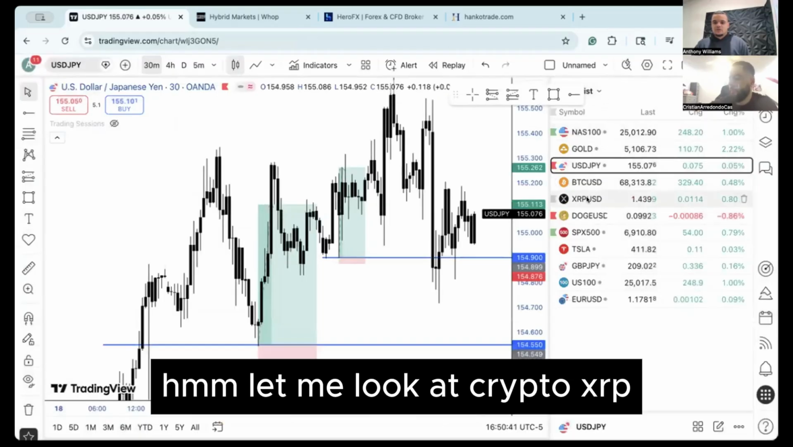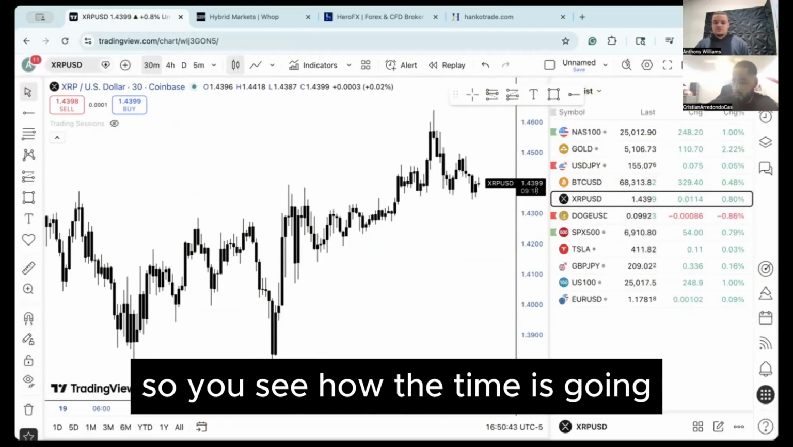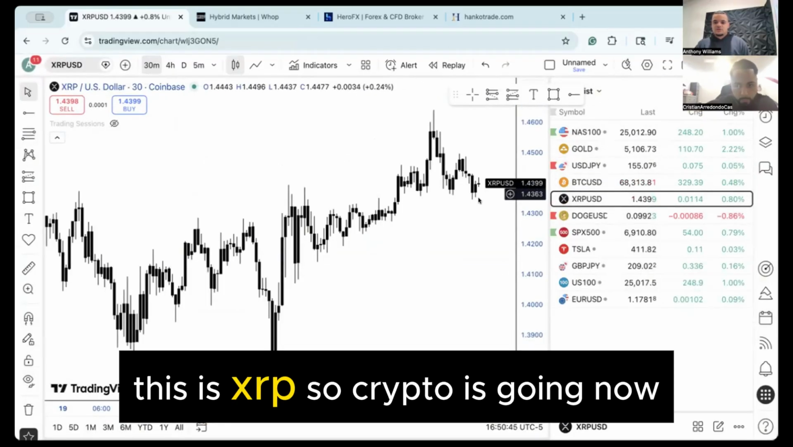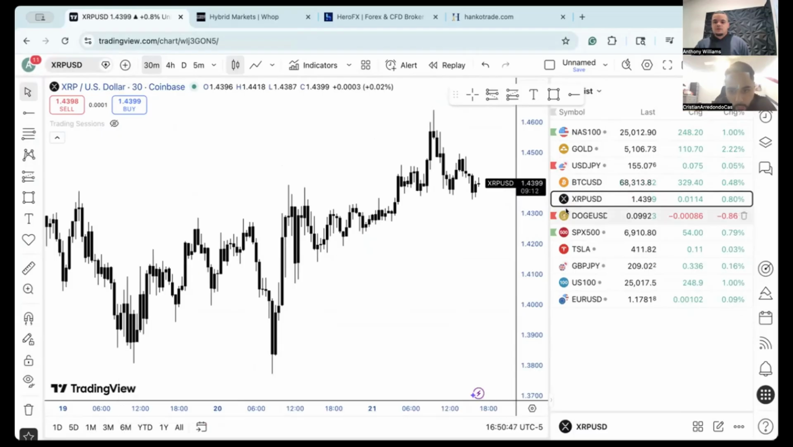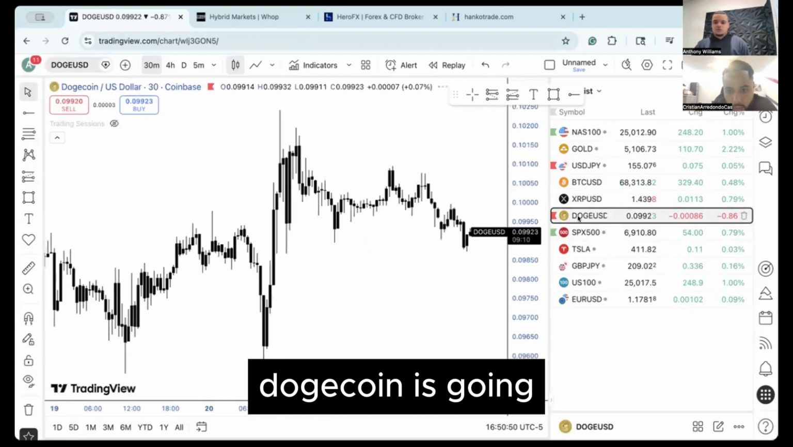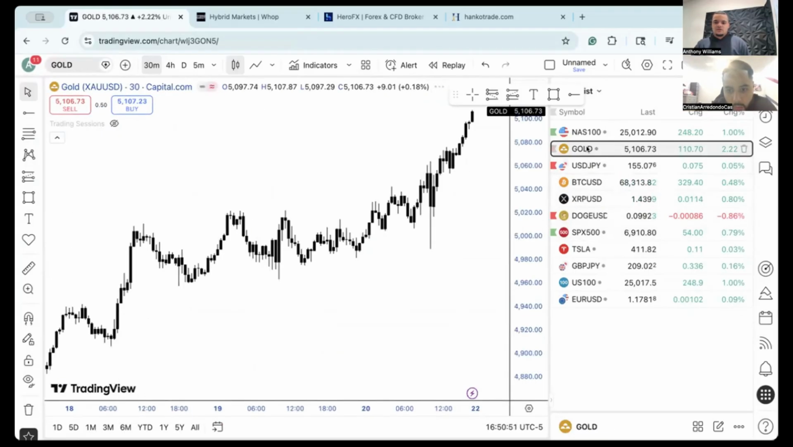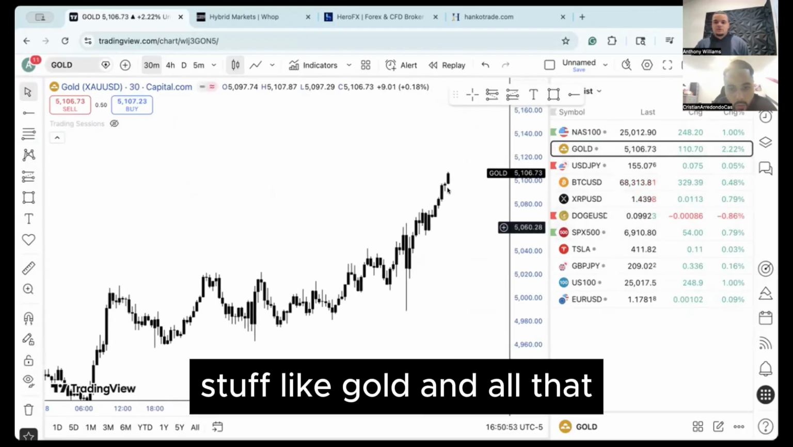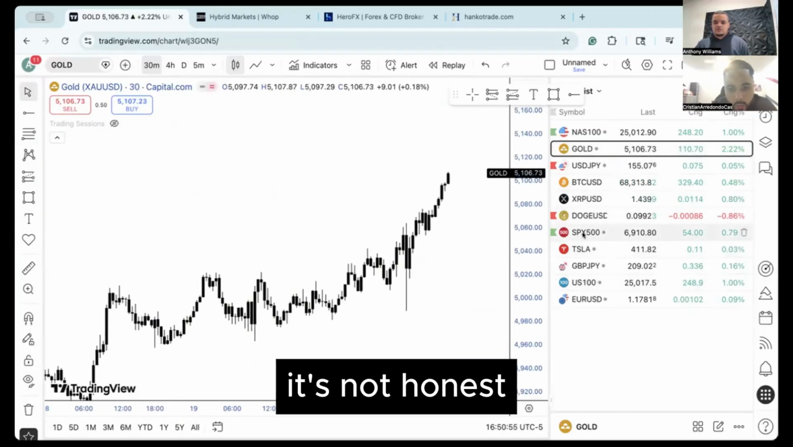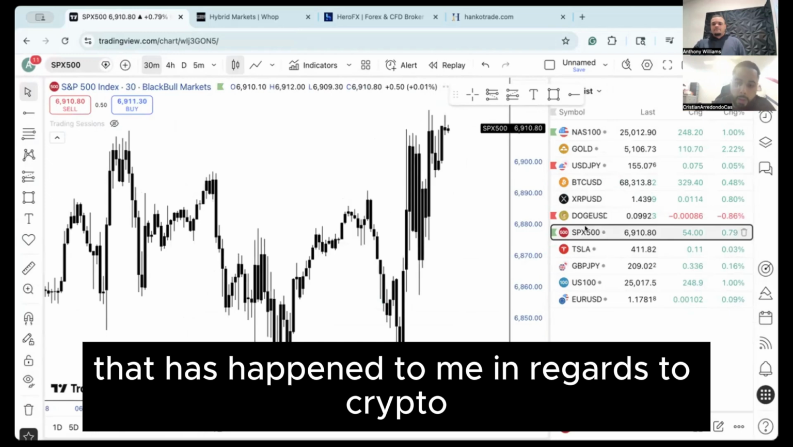Let me look at crypto. XRP. So you see how the time is going? This is XRP, so crypto is going now. Dogecoin is going. The stuff like gold and all that, it's not on.